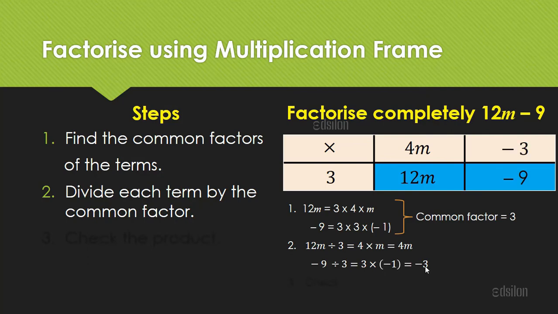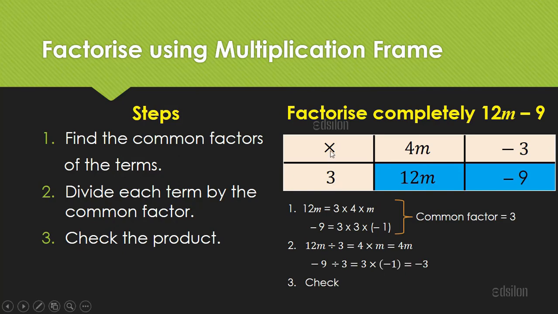It's right here. How do we know we are correct? Let's check the product. When you take 3 times 4m, it gives 12m. So it's correct. And similarly, when I take 3 times negative 3, I will get negative 9. Again, it's correct. This shows that the working is correct.